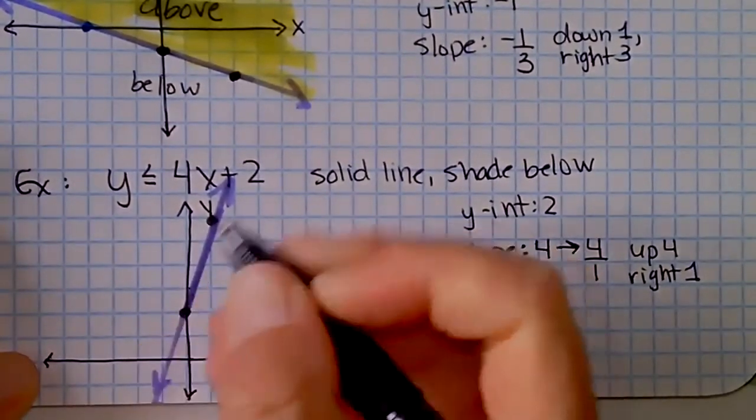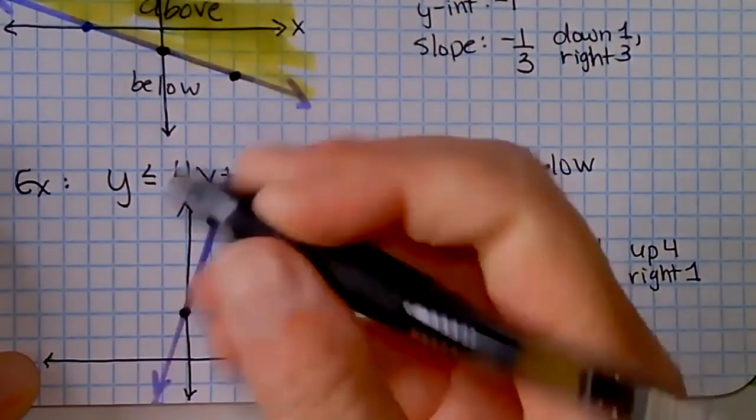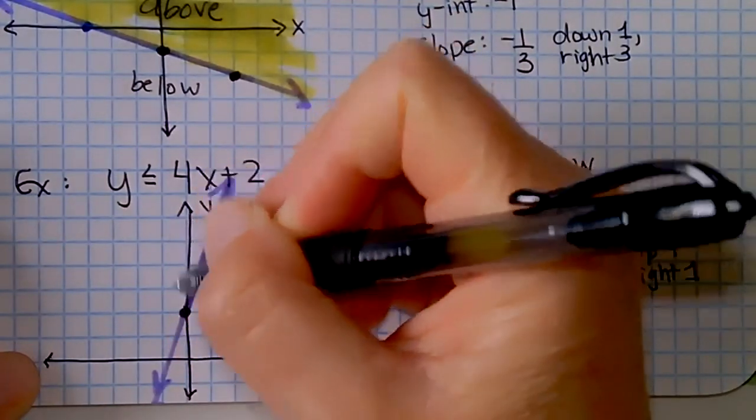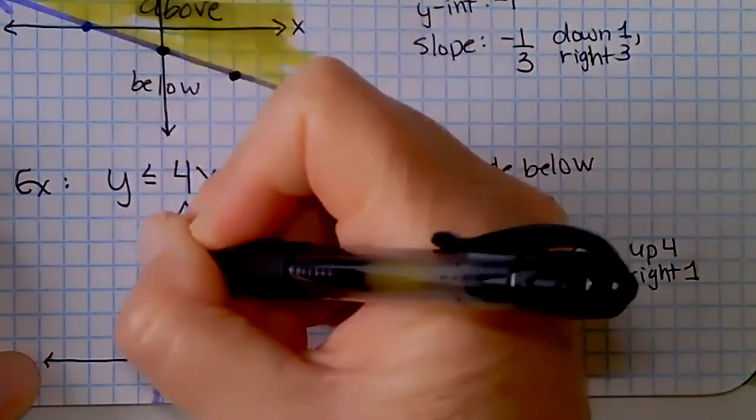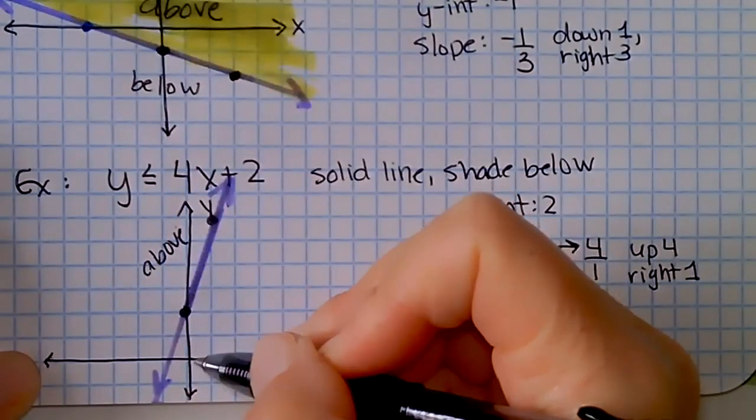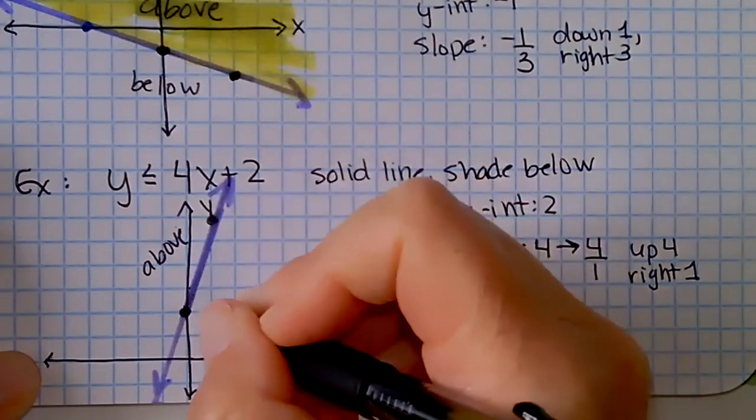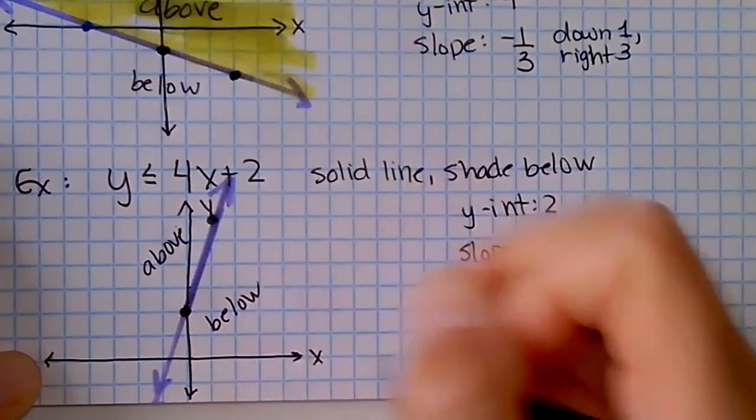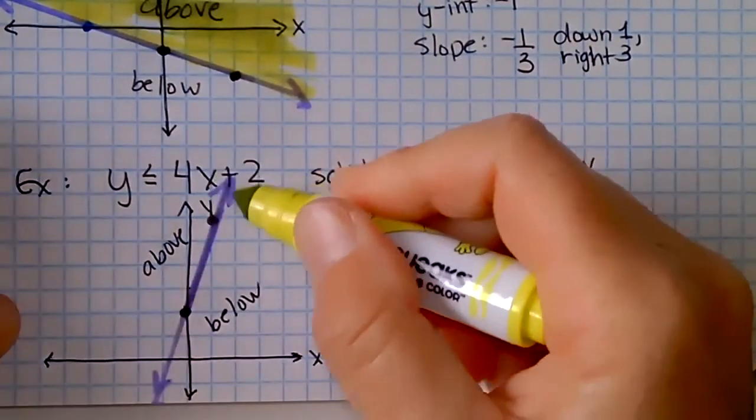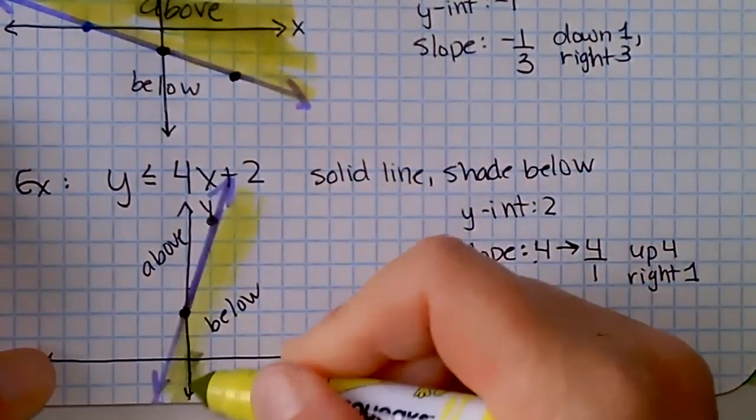So if you go to this point here, my y-intercept is a point I usually go to, and I go up. When I go up, I'm on this side, so this is going to be above, which means when I'm here and I go down, I'm on this side, so this would be below. Now again, I want to shade below. So in this case, I'm going to shade everything here.